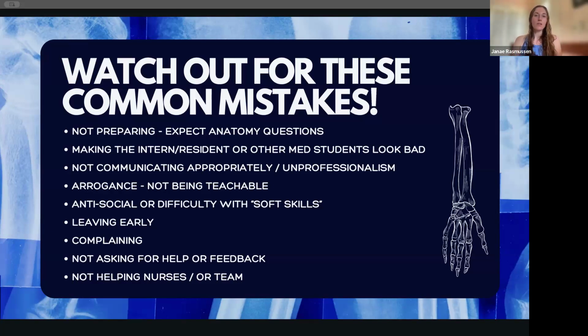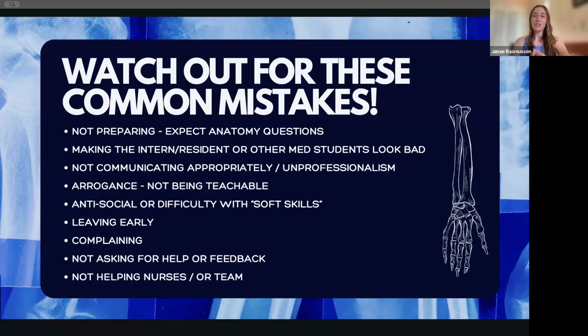So there's ways to communicate that you're paying attention, that you're actively involved, without coming across as a know-it-all, or as someone who thinks that they're better than the resident. Another critical issue is medical students that are kind of antisocial. They have difficulty with soft skills. They have difficulty interacting with other medical students.